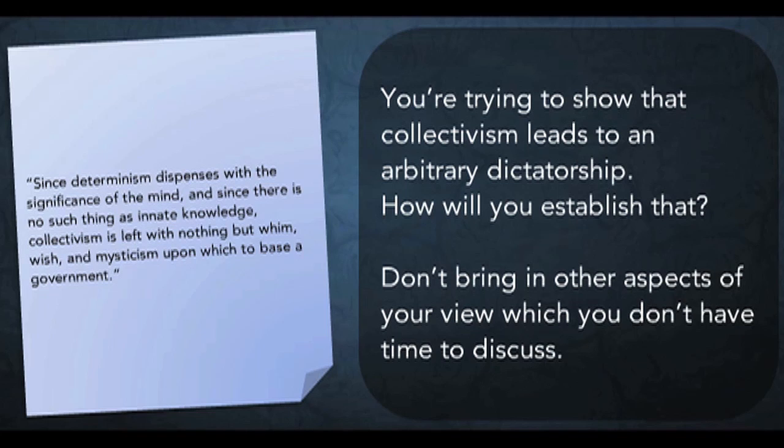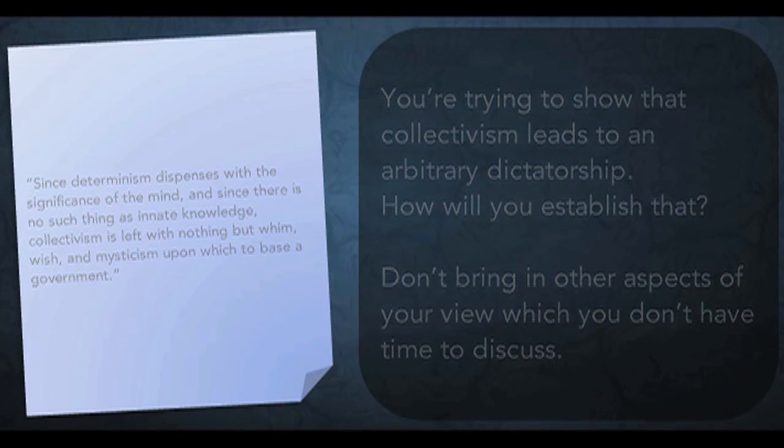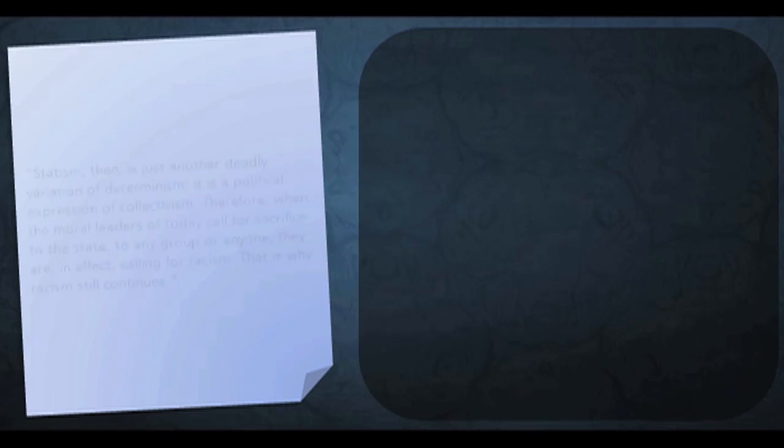Now, there's one other thing I want to comment on here, and that is on page 21. No, excuse me, it's on page 20. It's the third last paragraph. When the moral leaders of today call for sacrifice to the state, to any group or anyone, they are in effect calling for racism. That is why racism still continues.